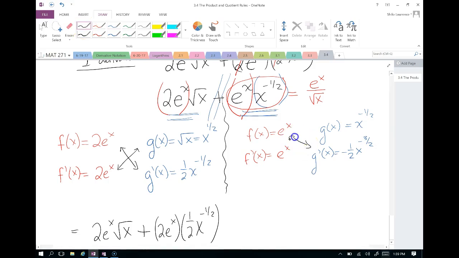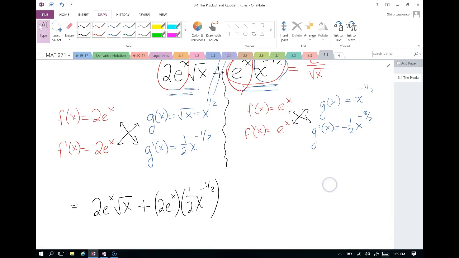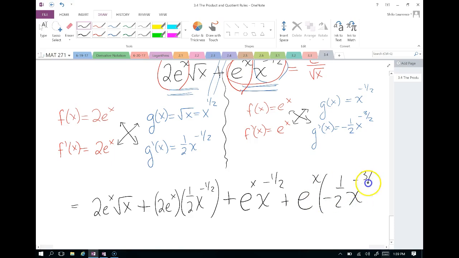And then we set our pattern back up. We do a little crisscross here. And this is just going to be combined with addition to what we've already done. We just transfer that addition down. So I'm going to do f prime g, which is going to be e to the x times x to the negative 1/2, plus fg prime, which is e to the x times negative 1/2 x to the negative 3/2.